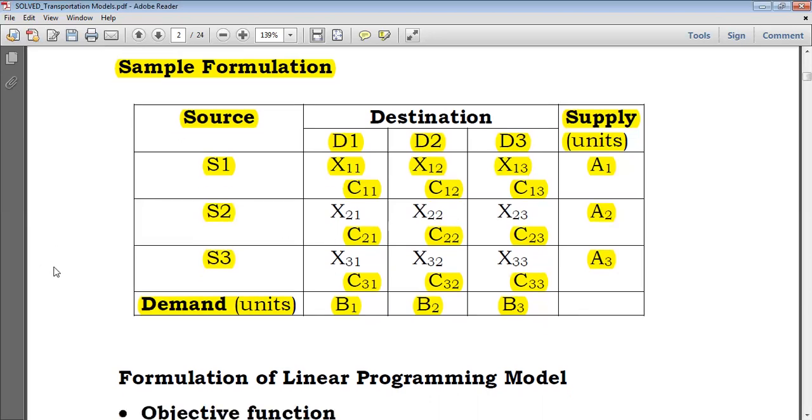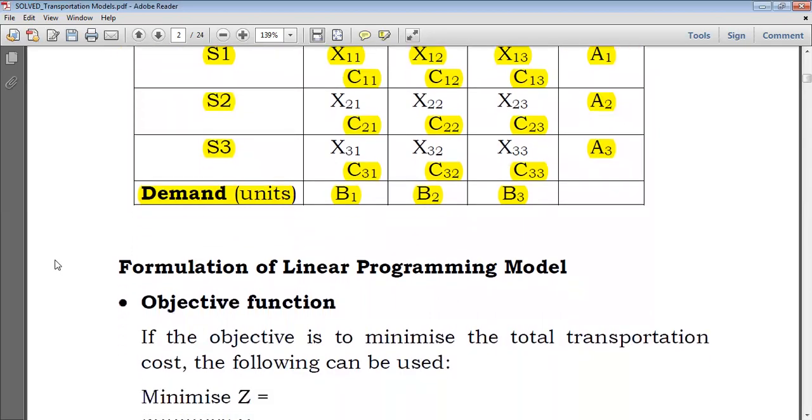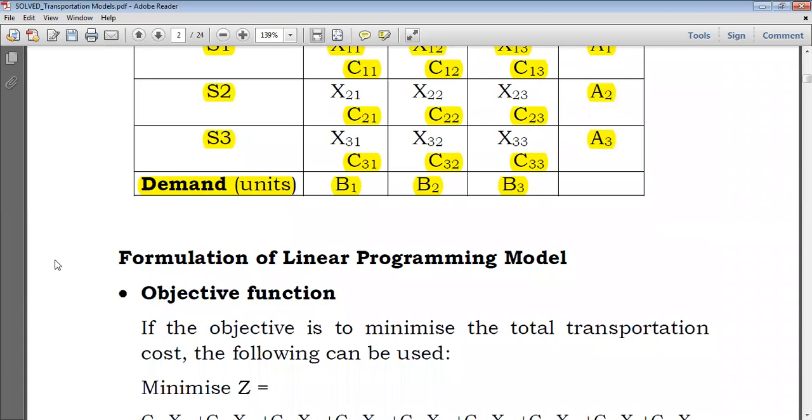So there is something called formulation of the linear programming model. Actually, most of the time in an exam, you won't be asked to formulate this because they'll be very natural. But what if you were asked? What would you do if you were asked? So that's what we're just going to take a look at.